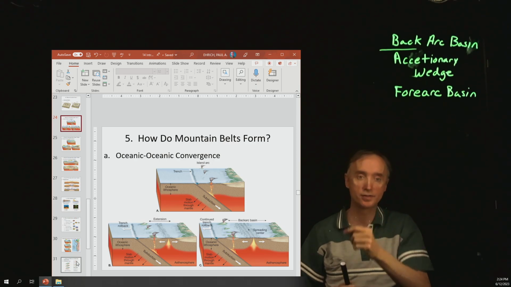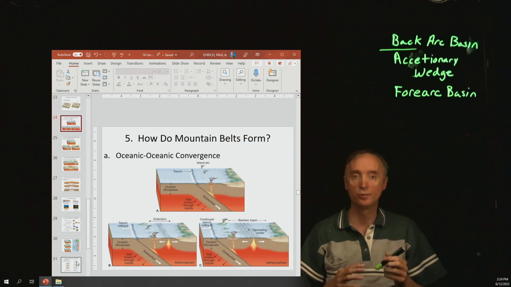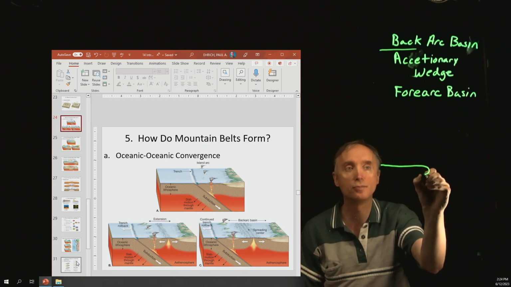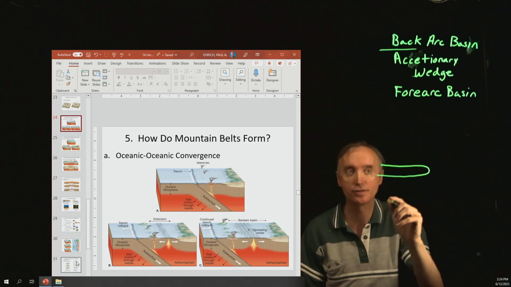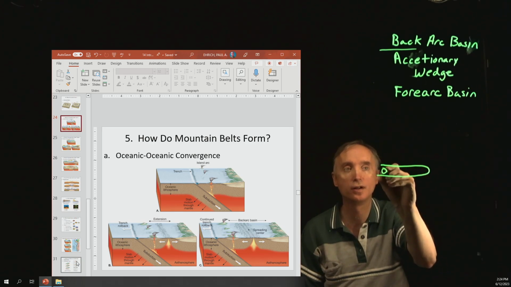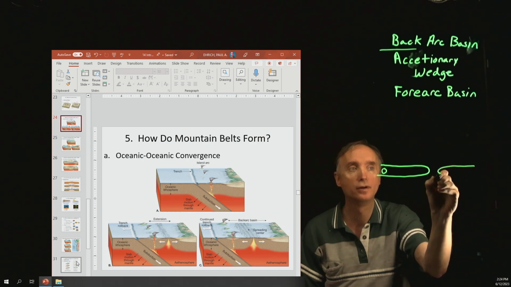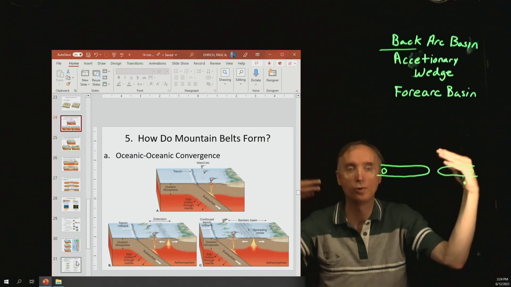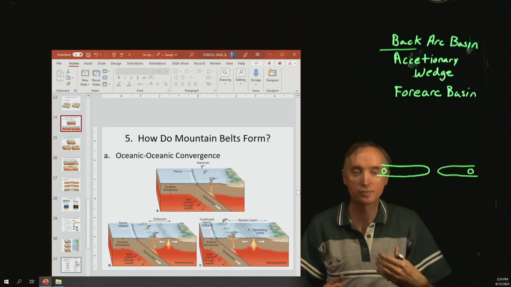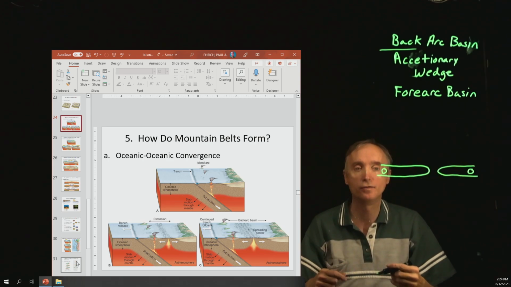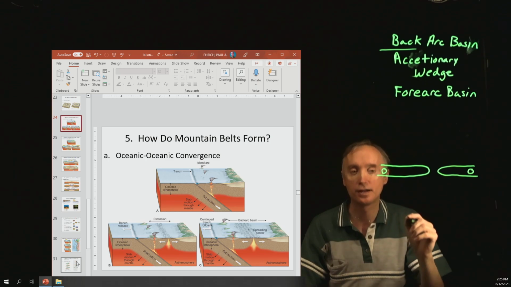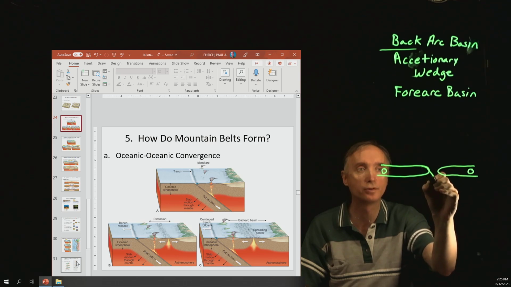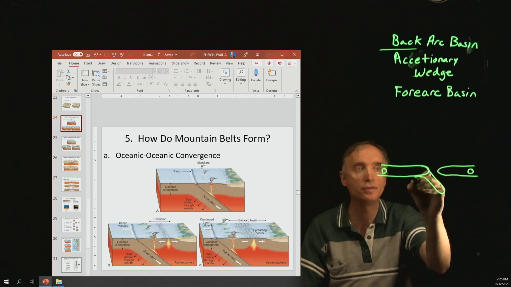The first one is going to be the ocean colliding with the ocean. So we've got an oceanic lithosphere, which is composed of basalt, so it's very dense, and it's going to collide with another ocean lithosphere over here. Now they're both going to want to go down because they're dense materials, but whichever plate is the colder one, that's the one that's going to be denser.